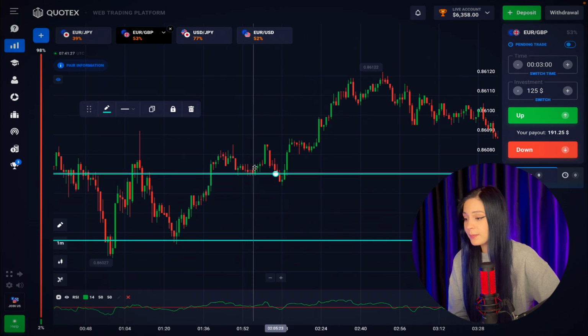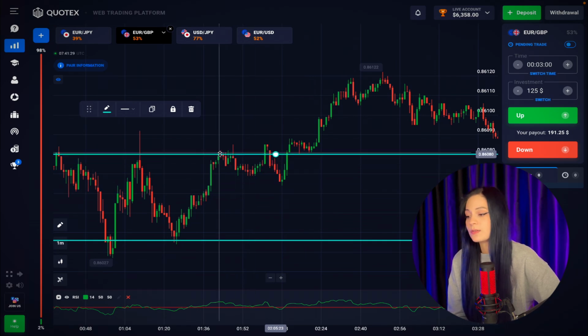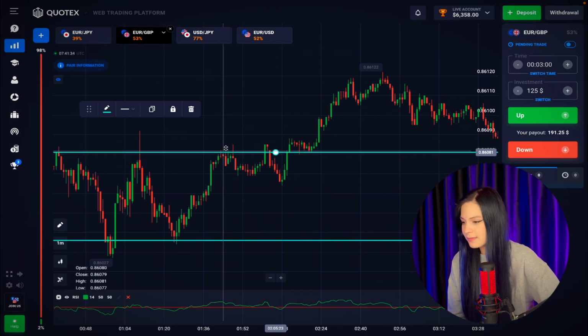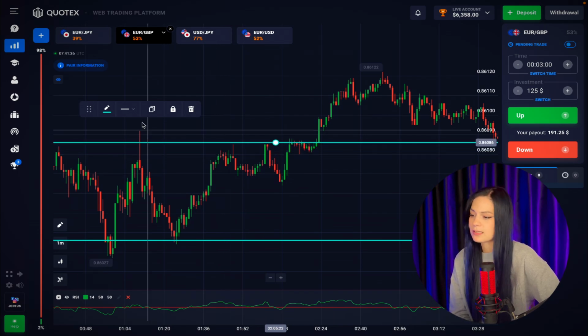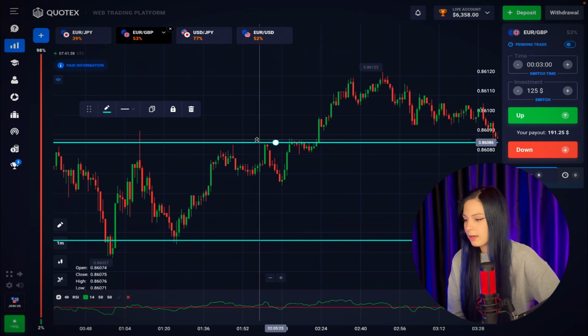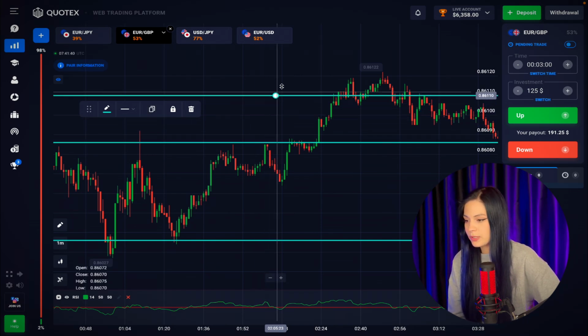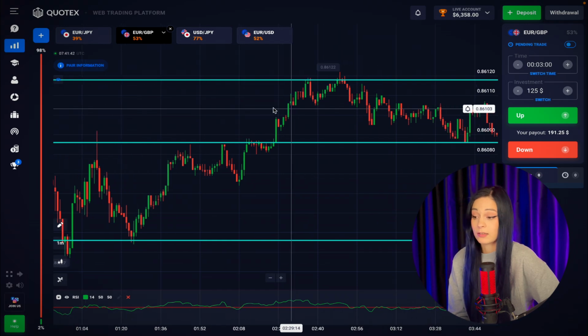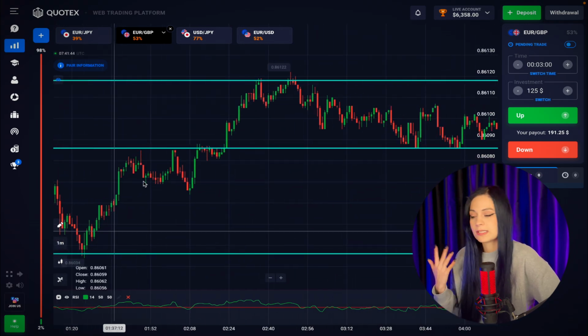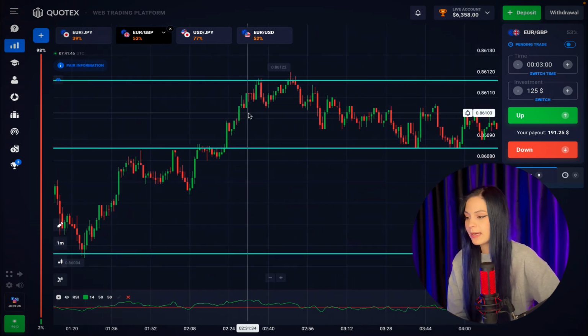Then you just need to copy it and put it onto the second level. It's around here, or I would even say let's take it as just one whole level. The next one is going to be right here. And this is the end of the trend, basically. So you see the idea of how to apply the key levels.